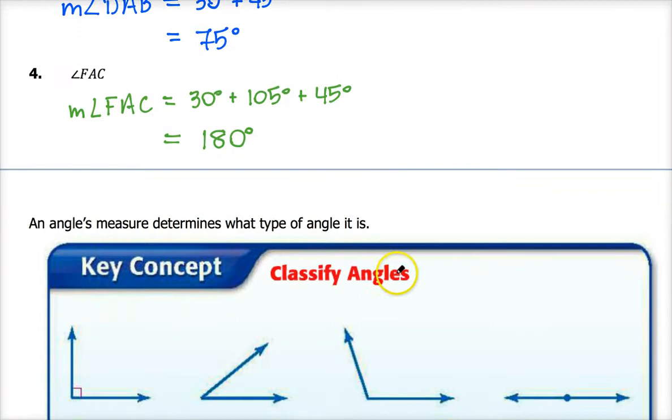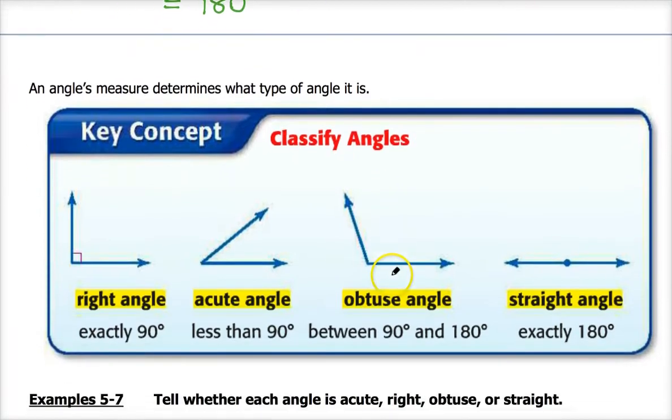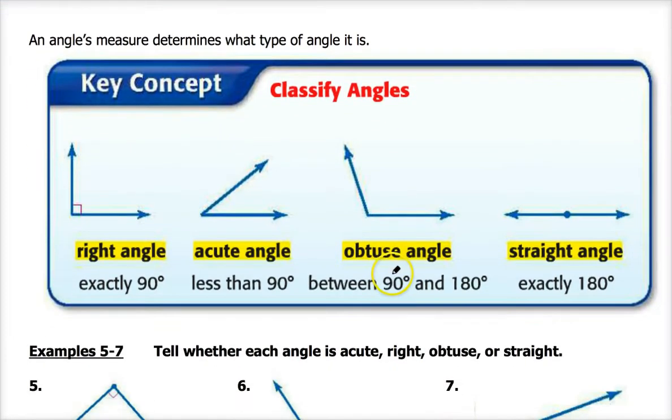So go to the back side, and we're going to look at how to classify angles. Angles can be classified based on their measurements, and we have four different classifications. We have what's called a right angle. A right angle measures exactly 90 degrees, and the symbol for a right angle is a little box inside the angle. So this little symbol here means that this is a right angle measuring exactly 90 degrees.